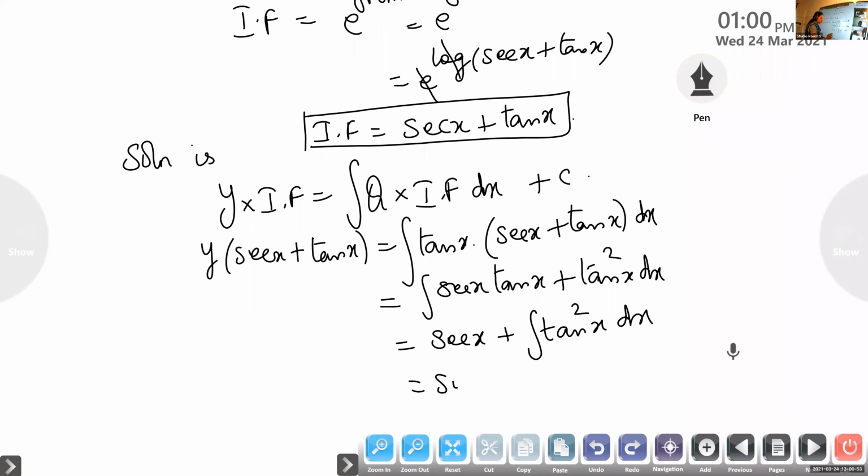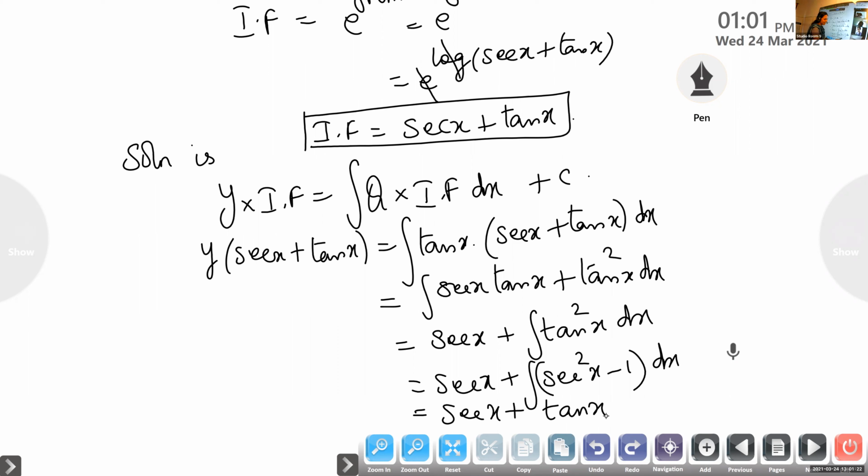But what we know is, tan square x we can write as sec square x minus 1. The identity we learned in lower classes: sec square theta minus tan square theta is 1. So tan square x is sec square x minus 1. Now we integrate. It is sec x plus this tan x. What is the integral of sec square x? It is tan x minus x plus c. So y into sec x plus tan x is sec x plus tan x minus x plus c.